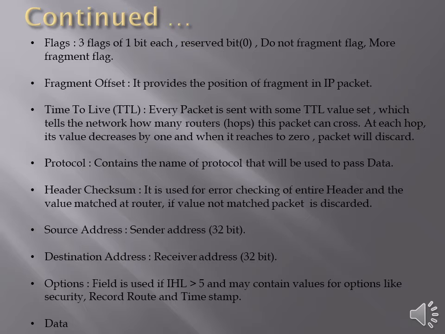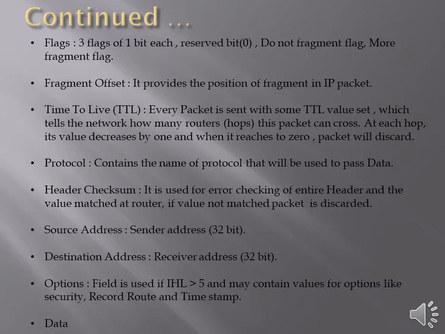Source address. Sender address is called the source address. Destination address is called the receiver address. Both are of 32 bits. For example, if host A is sending a packet to host B, host A would be the source and host B would be the destination.